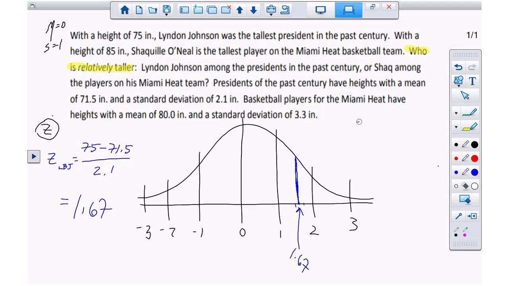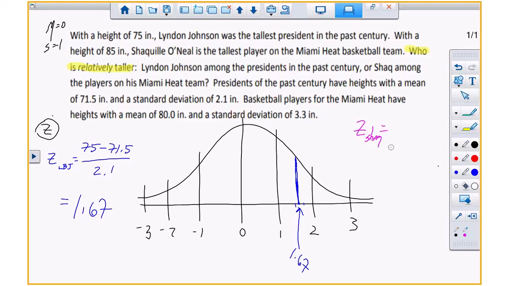The z-score for Shaq will be, he's like 100 inches, right? 85 inches? 85 minus 80 over 3.3. Yeah. And somebody crank that out. 1.51. And that one is right there. 1.51 is right there.